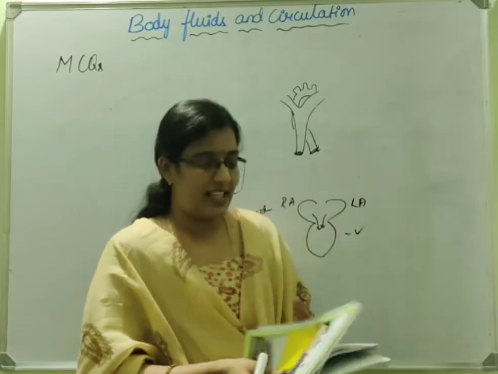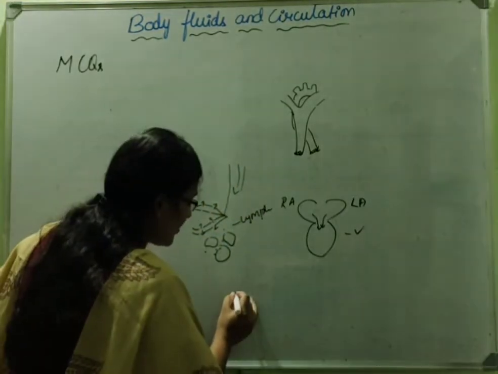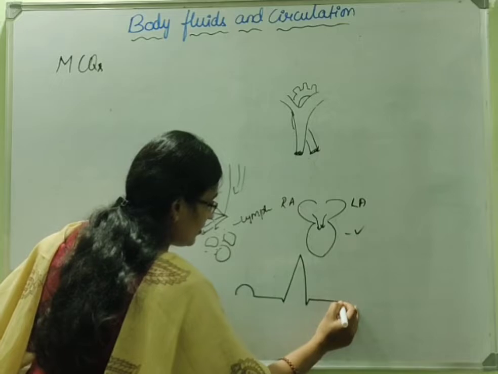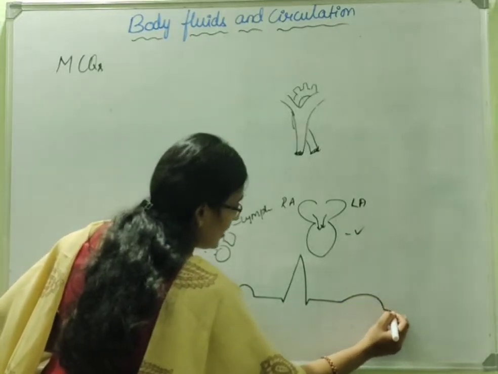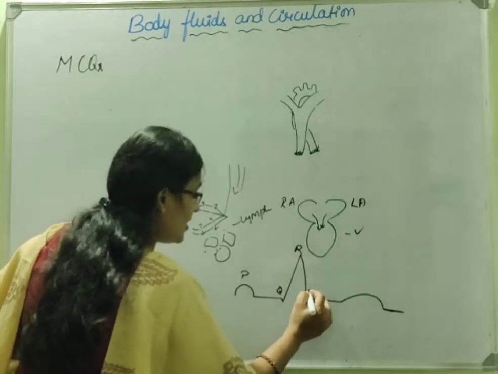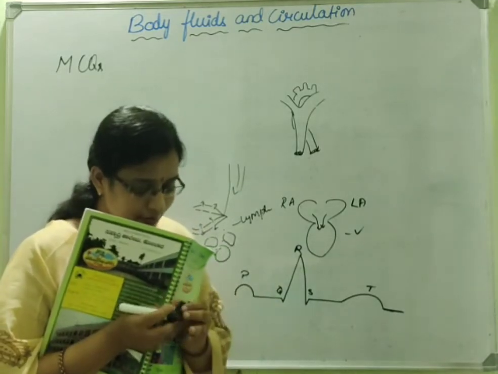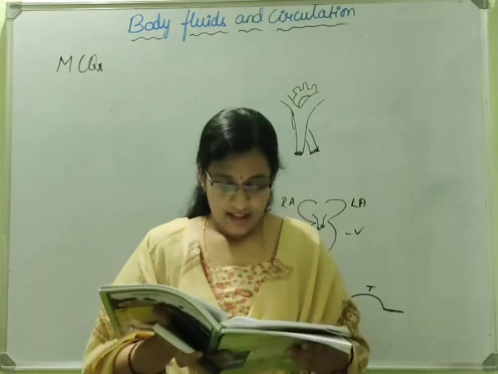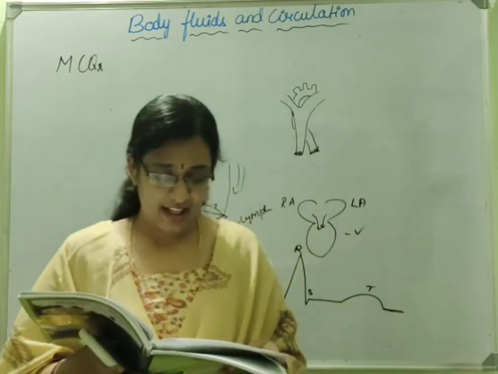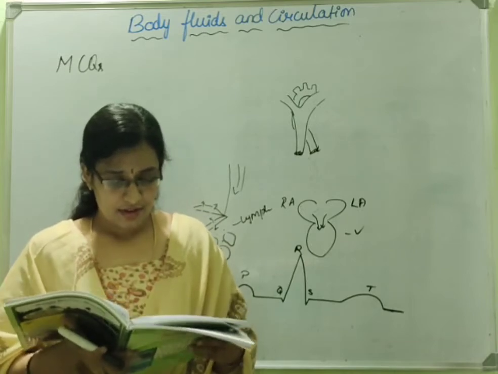Next question. P wave of ECG indicates. The P wave of ECG. See, when we look at the diagram of ECG, it shows P, Q, R and S. This is the P wave, this is the QRS complex and this is the T wave. Here the recording of ECG of the heart activity is taken by the machine.